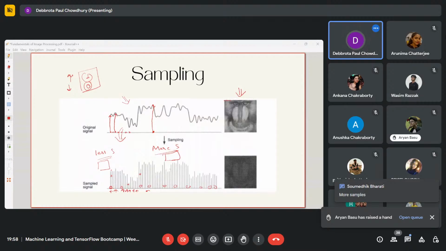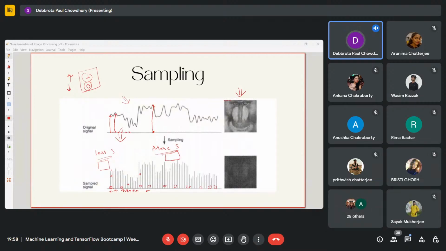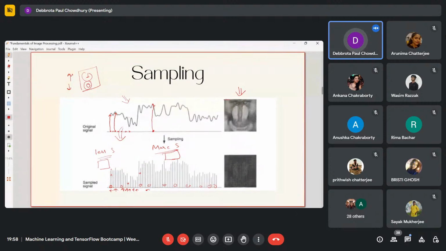More sample. Very good. Yes, if we take more samples, then yes, good, very good. Correct. So if we take more number of samples, the value of more number of pixels would be there. So if more number of pixels are there, that's why our image would be more clear.